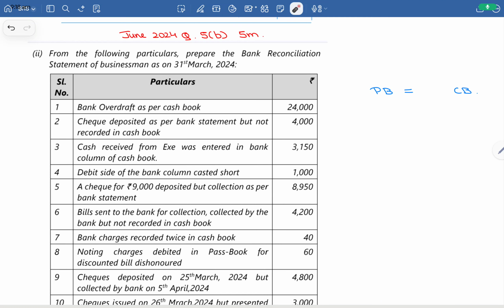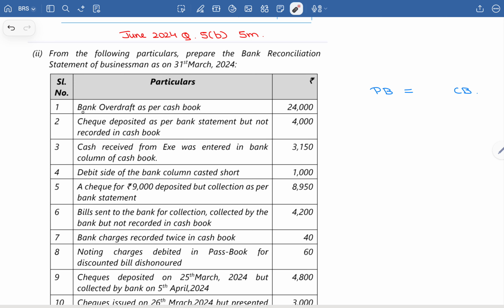Hello my dear friends. Today we are going to solve the June 2024 question number 5b, which was asked for 5 marks. Bank reconciliation statement. From the following particulars, prepare the bank reconciliation statement of a businessman on 31st March 2024. So we have to see the cutoff date as 31st March 2024.